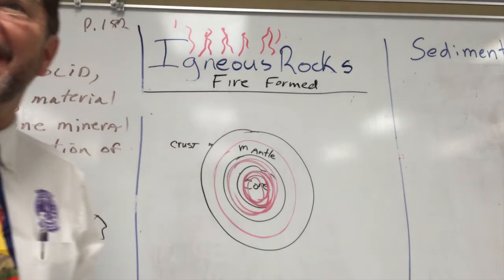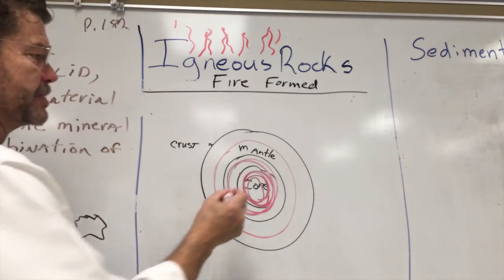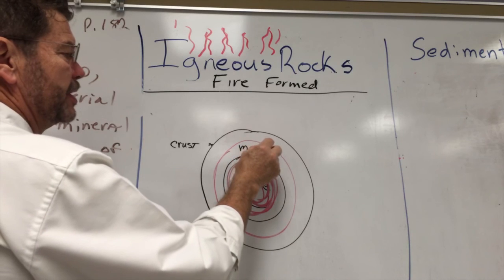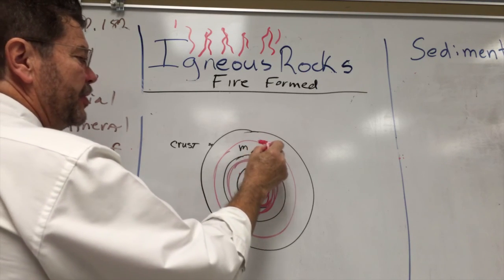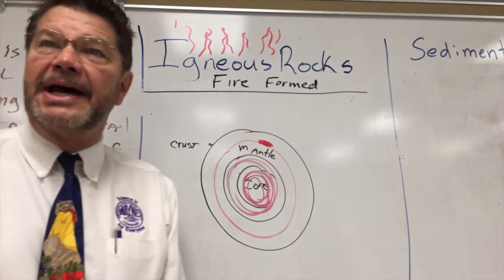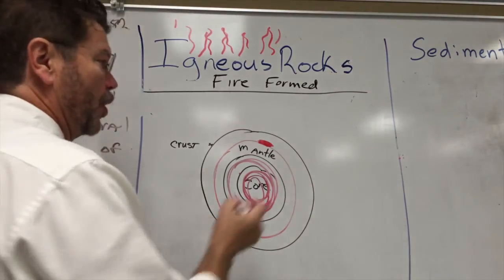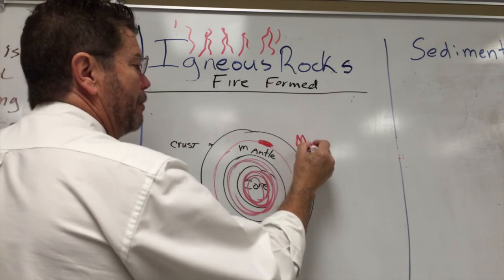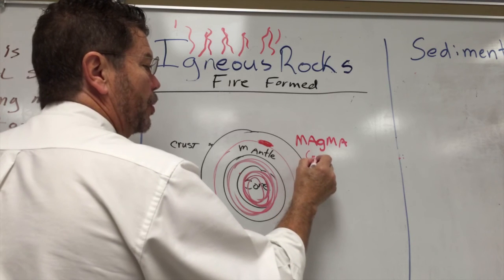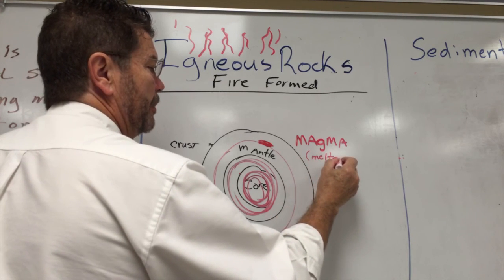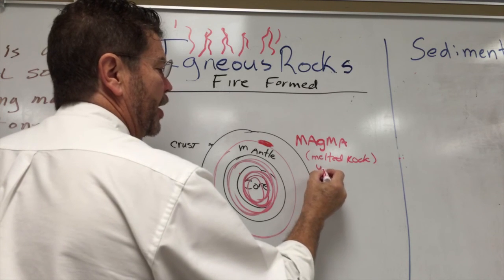There's another name for it. Does anybody know what we call the really hot melted rock that's under the earth? Does anybody know what it's called? Yes. Magma. Everybody, that's great. So write the word on your drawing, write the word magma. Magma is melted rock underground.